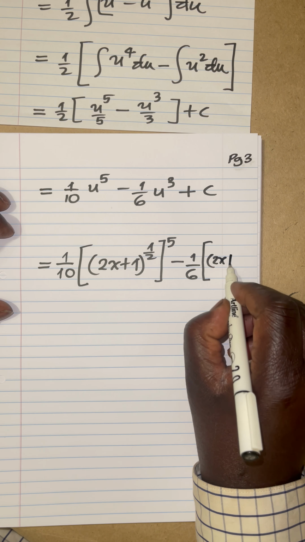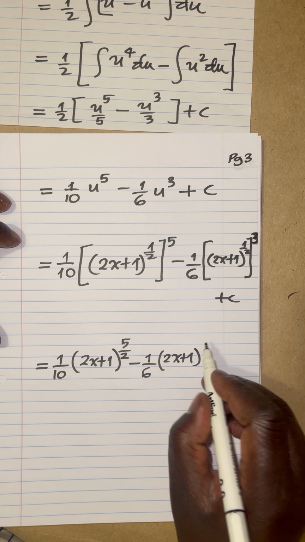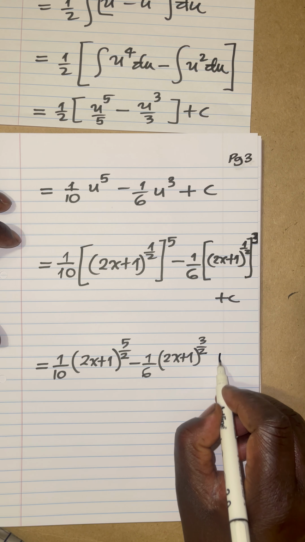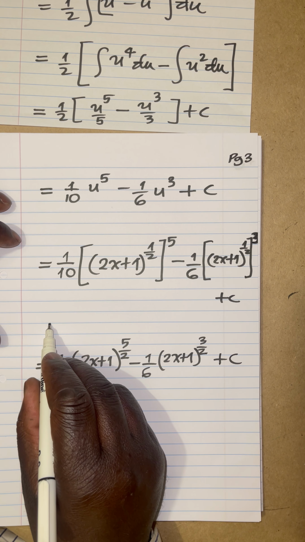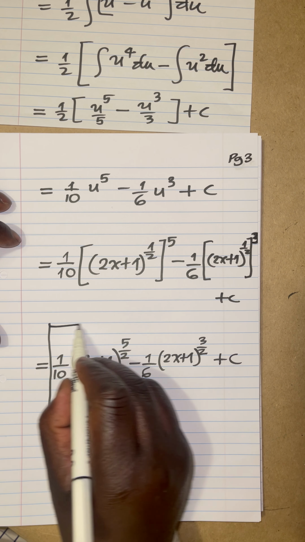Right, now rewriting this and simplifying, getting us to our final step, it's 1 over 10, and then we have 2x plus 1. Remember laws of exponents, the power half inside and power 5 outside, the two must multiply. So we get 5 over 2, and then we have minus 1 over 6, and then we have 2x plus 1. Again, the power inside is half, outside is 3, so we have 3 over 2, and then we have plus c. This is our final solution to integral number 1.